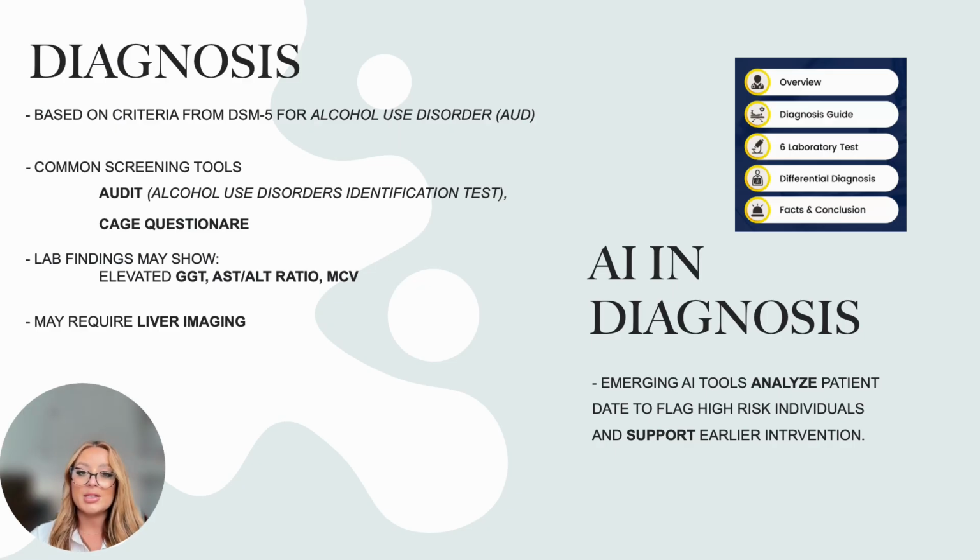Alcohol use disorder is diagnosed using the DSM-5, which defines it as a pattern of drinking that causes significant distress or problems in daily life. Doctors often use tools like the AUDIT or CAGE questionnaire to screen for risky drinking behavior. In addition to behavioral screening, blood tests can also point to alcohol misuse. Common findings include elevated GGT, an increased AST to ALT ratio, and MCV, which is a measure of red blood cell size. In more serious cases, doctors may also order liver imaging to check for structural damage.